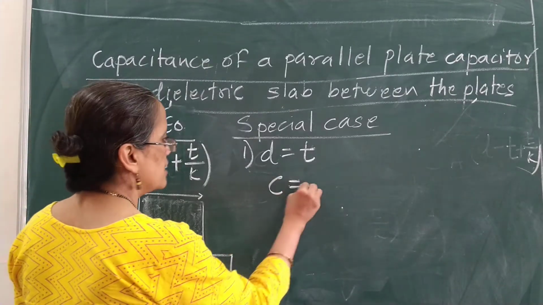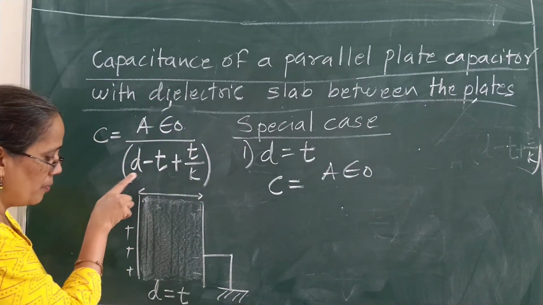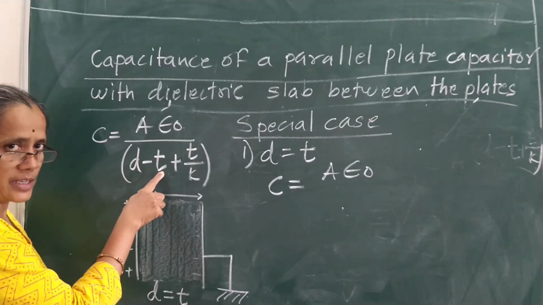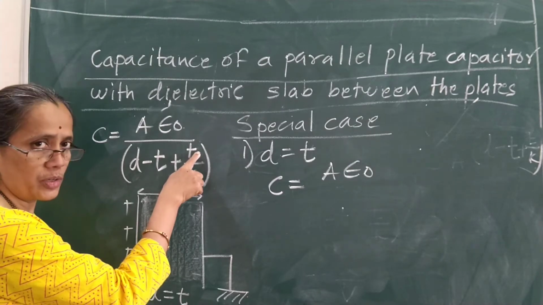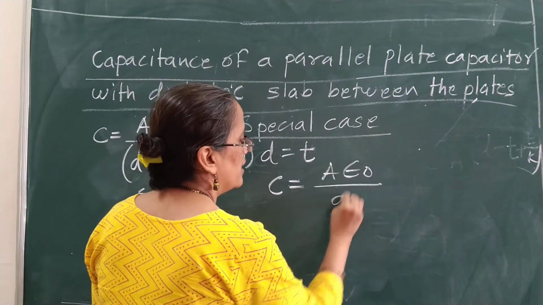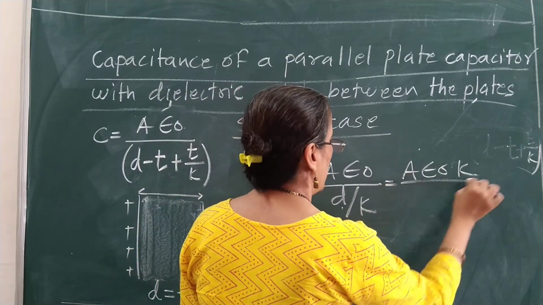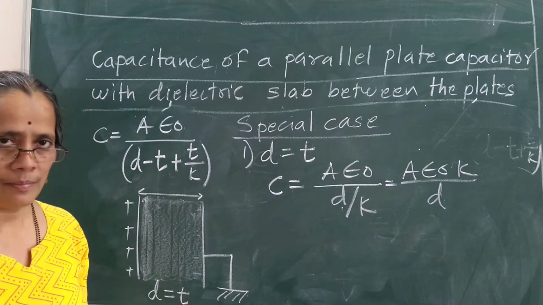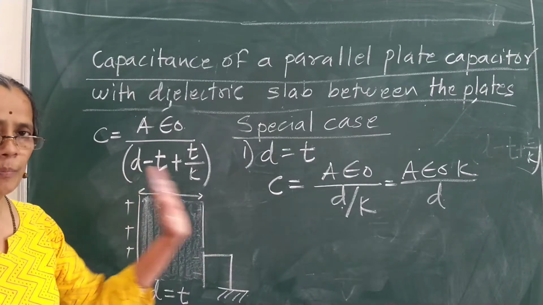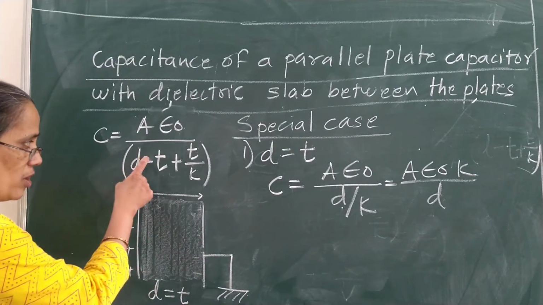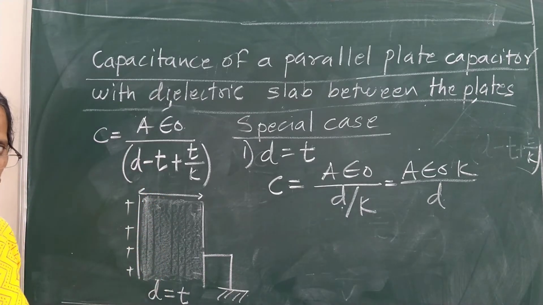So what am I getting? C is equal to A epsilon 0 as it is. Here I am going to substitute D is equal to T. So D minus D will get cancelled, and instead of T here I substitute D. So I will get D upon K, and so I will get A epsilon 0 K upon D. So this is my formula if the space between the two plates is completely filled with the dielectric. And what about if only part of the space is filled by the dielectrics?